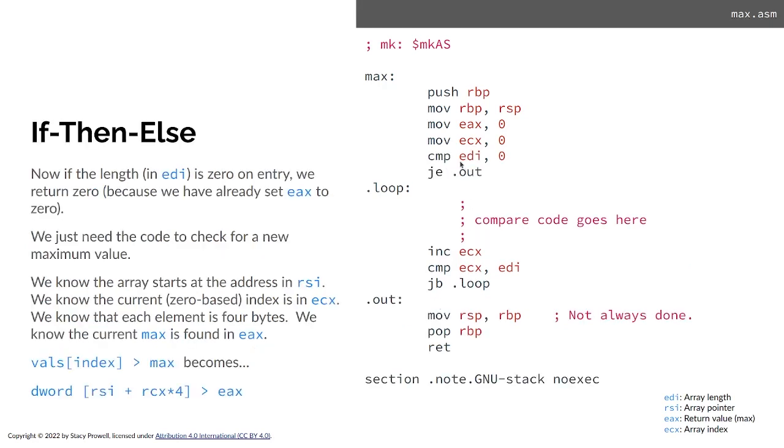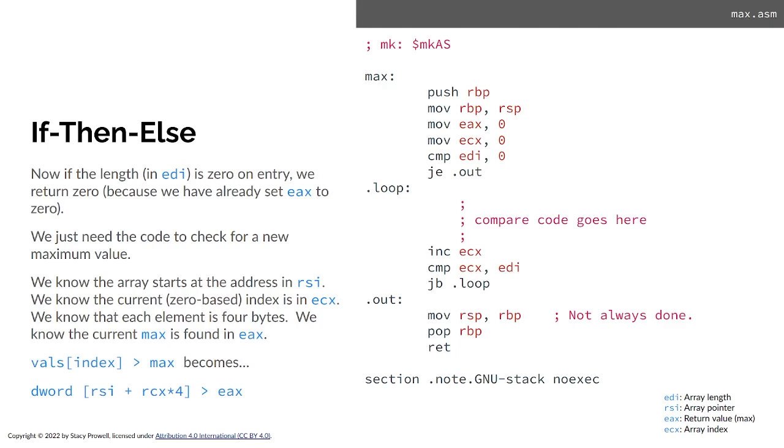So I will compare EDI to 0. And if they're equal, if EDI is equal to 0, I will jump to .out, which will take me down here. And then I'll exit. Will that return the right value? Yes. I've already set EAX to 0, so that will return 0. Otherwise, I fall into the loop. Now I can move this ECX expression down below this, right? But I really don't care.